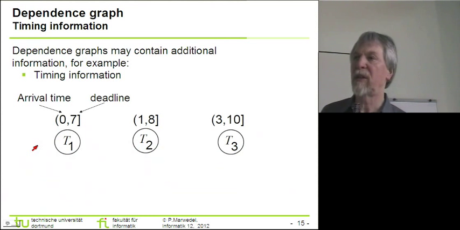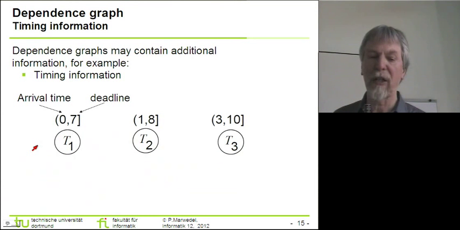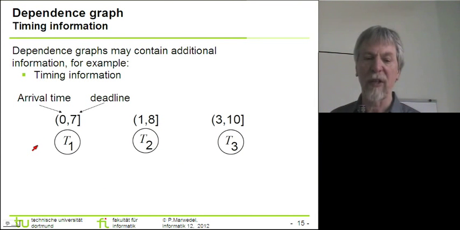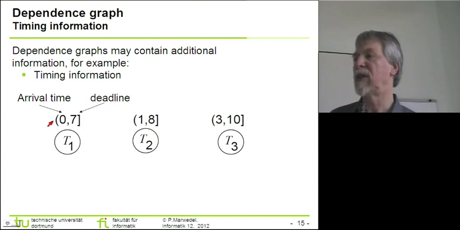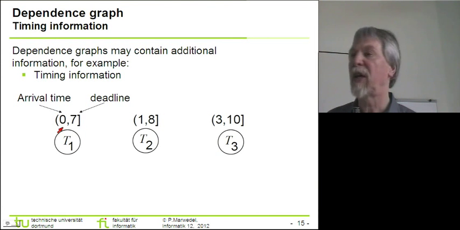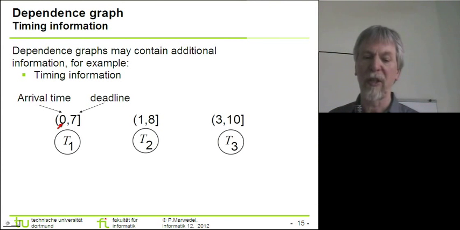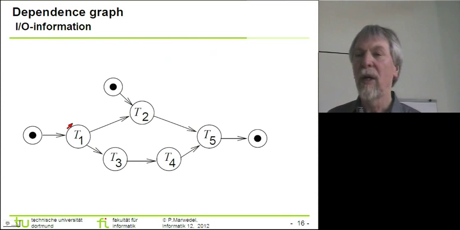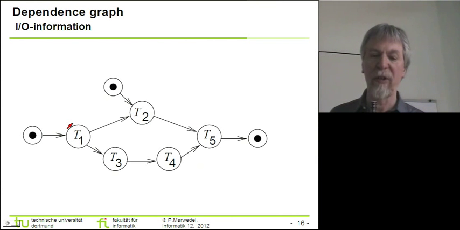In these dependence graphs, we would very frequently like to add more information. For example, we might want to add timing information. This would be one standard way of annotating timing information. The first entry in this tuple denotes the arrival time. That means starting at that particular time, we are able to perform the computations in that node. The second entry in the tuple denotes the deadline, that is, the time by when these computations should be done. We can add more information to these dependence graphs.